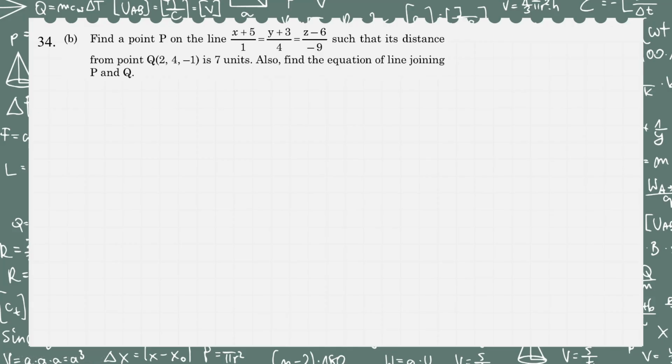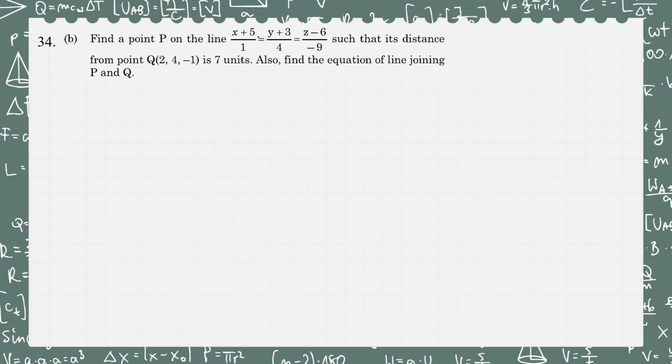Let's move on to the next sum. Find a point P on the line (x+5)/1 = (y+3)/4 = (z-6)/(-9), such that its distance from point Q is 7 units. Also find the equation of line joining P and Q.